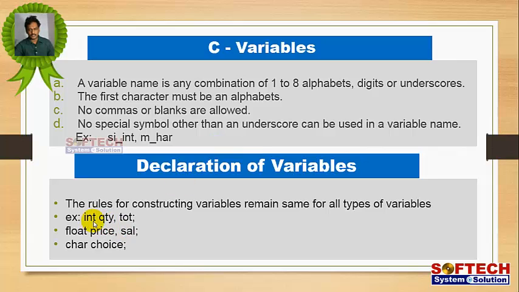It accepts up to 8 characters. Those characters may be alphabets, digits or underscores. No special symbol is allowed. The first character must be an alphabet. So this is the common rule to construct the variable. If we declare it as an integer, it allocates 2 bytes for qty, and it accepts values within this range. If we declare it as float, price occupies 4 bytes, and it accepts real constants. Choice is a character, so it occupies only 1 byte. We can assign any one character from the ASCII chart.